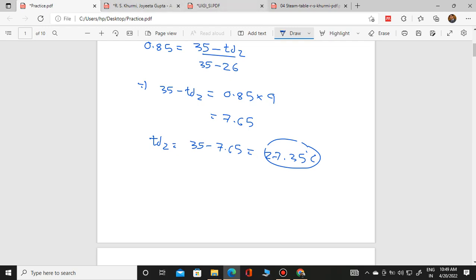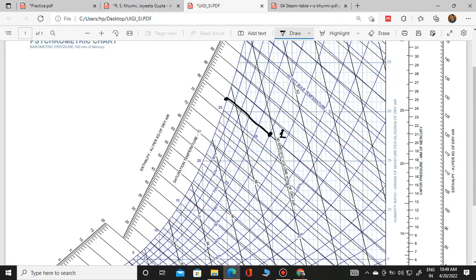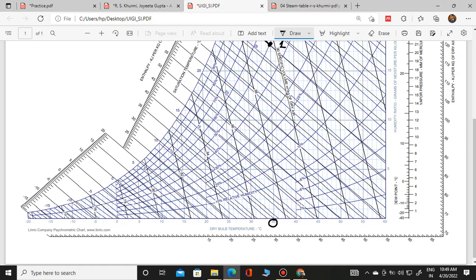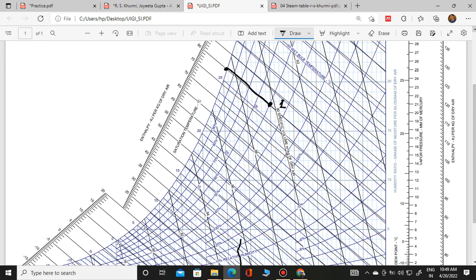So 27.35. Let us draw that on the psychrometric chart. Let us mark this. So it would be here. Second point. This was our third point. So we got the graph.